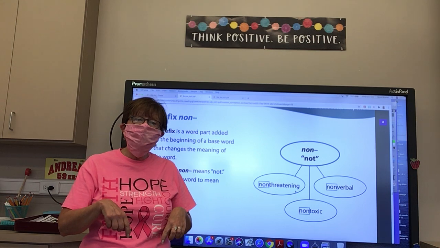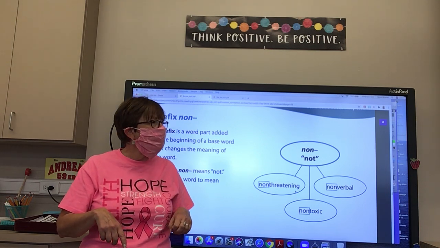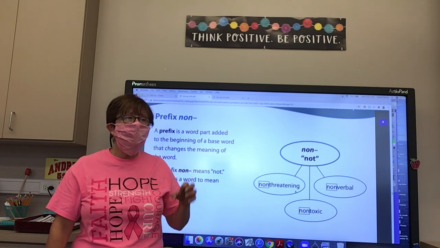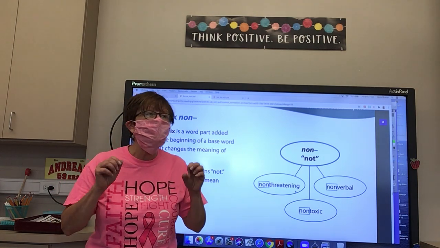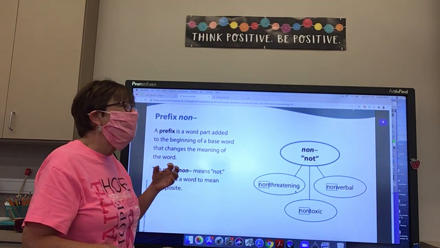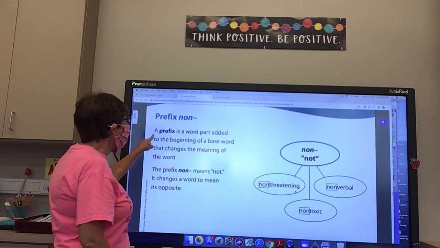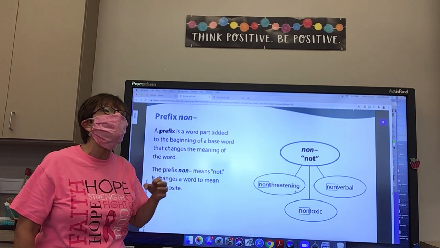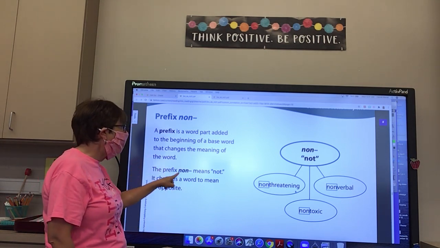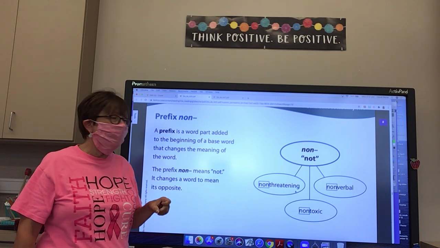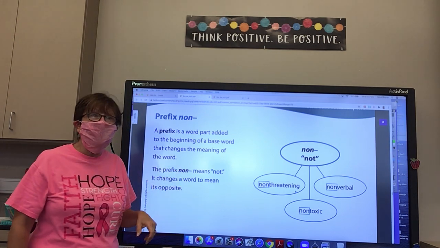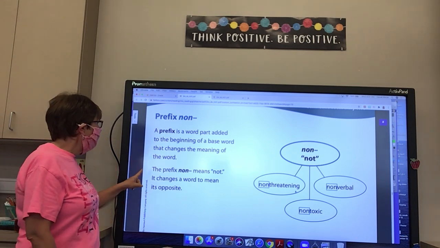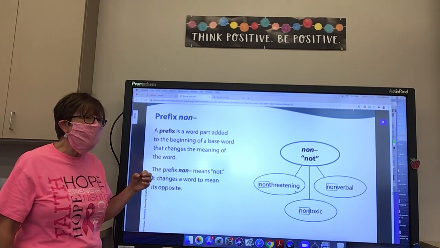And a prefix always goes at what part of the word? Elisa? In the beginning. It goes at the beginning of a base word and it changes the base word. And so we have a new one today. A prefix is a word part added to the beginning of a base word that changes the meaning of the word. Now the prefix non, which is a new prefix for us, means not. So when you see non at the beginning of a base word, it means not. It changes a word to mean its opposite.